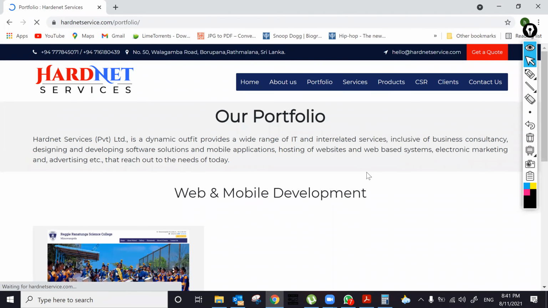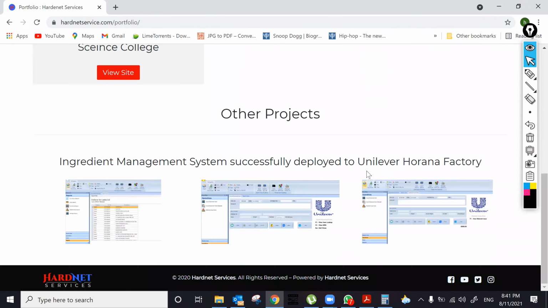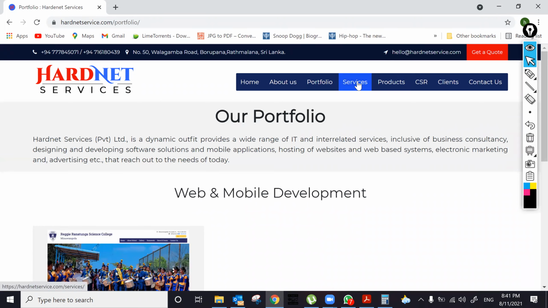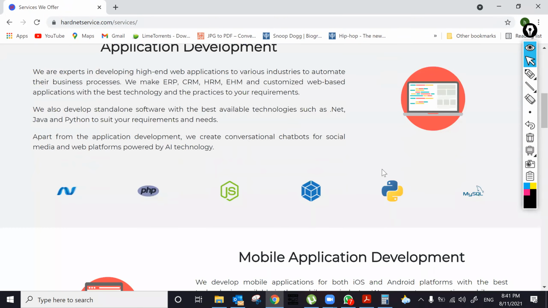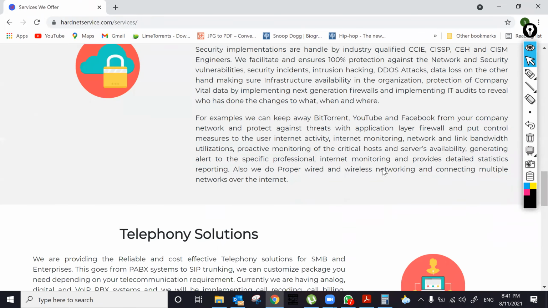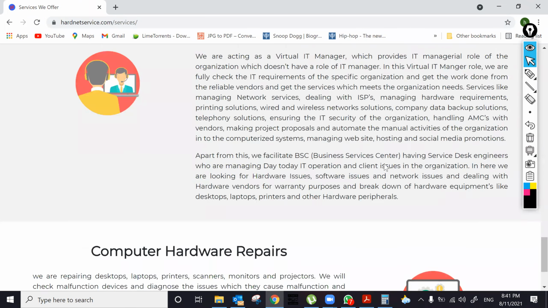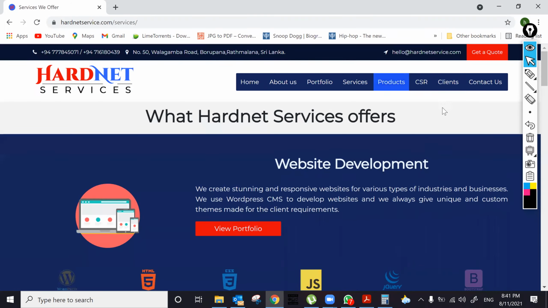Mobile development, system services, networking, website development, applications, IT solutions. Apart from that, for my personal part, we do a lot of charity work.